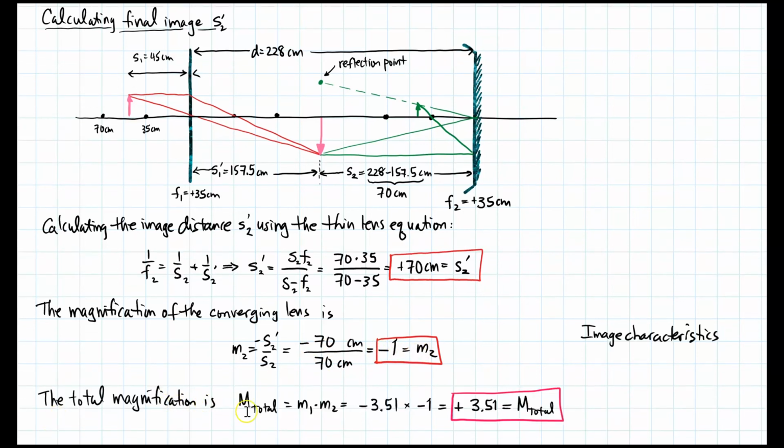Total magnification M total is M1 times M2, so I'm going to get minus 3.5 times minus 1, which gives me a positive 3.5 magnification. So what are the image characteristics? Note that this is to the left of the converging lens, so therefore it has to be a real image. It's erect and it's larger since its magnification is 3.5.